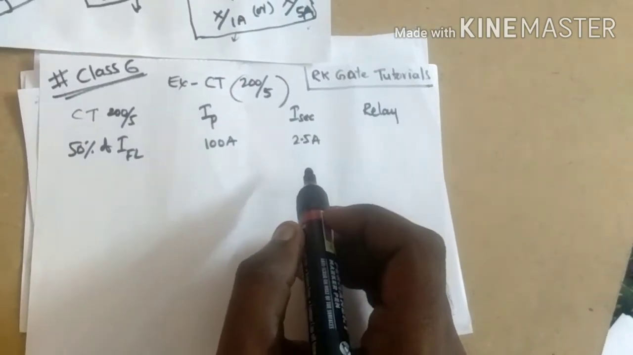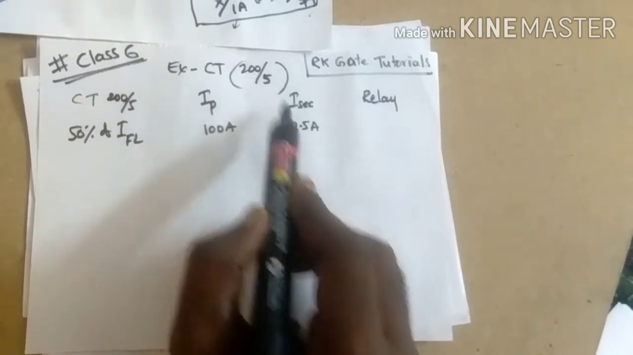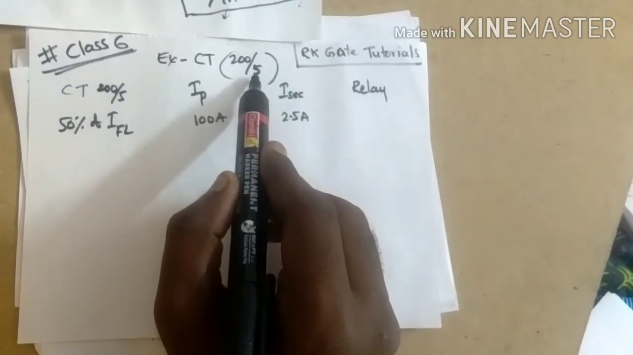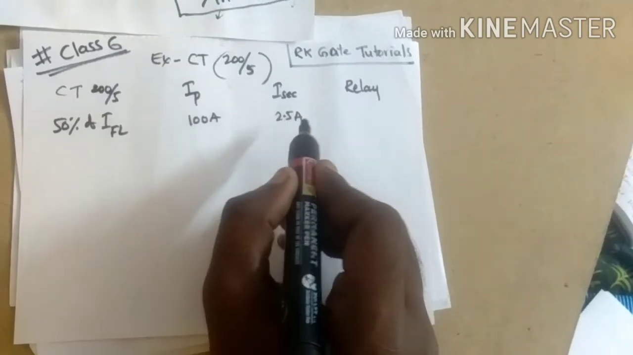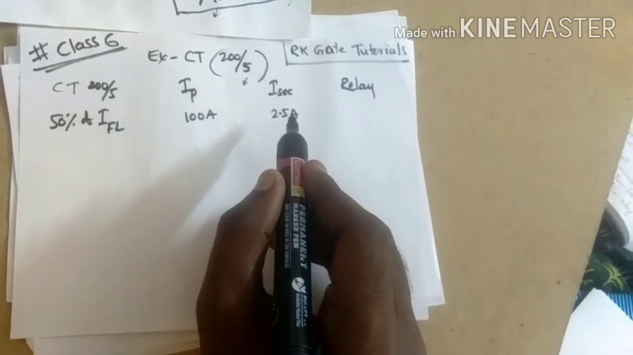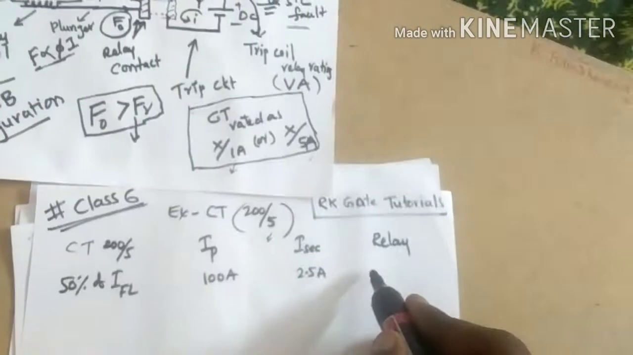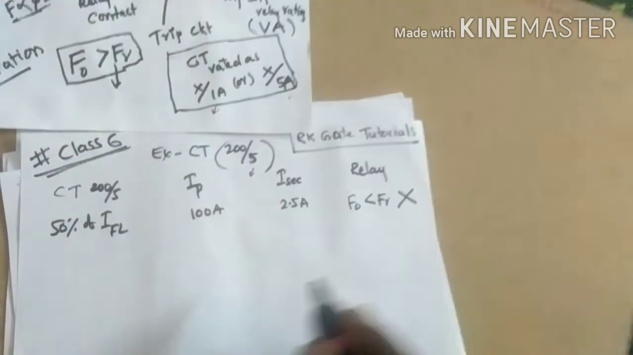Here the secondary of the current transformer is rated as 5, which means the secondary is sensing 2.5 amps only, which is less than the set value. Since the current seen by the secondary of the current transformer is less than its rating, the operating force will be less than the restraining force. So F0 is less than F, and the relay does not operate.